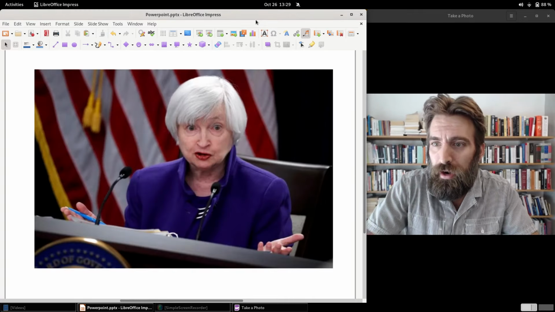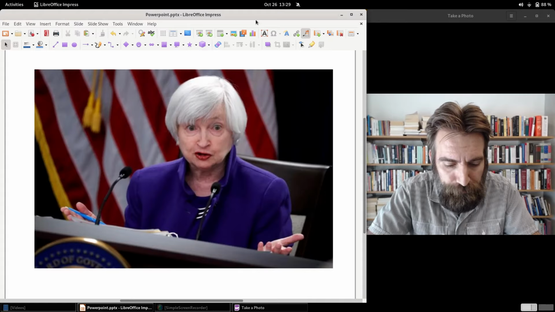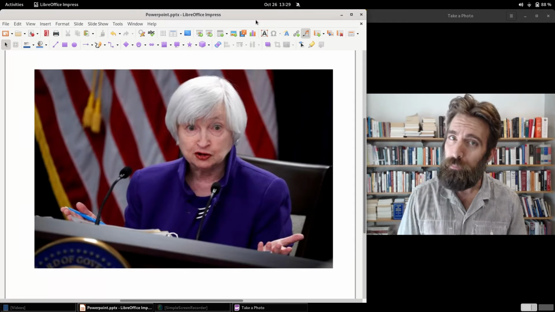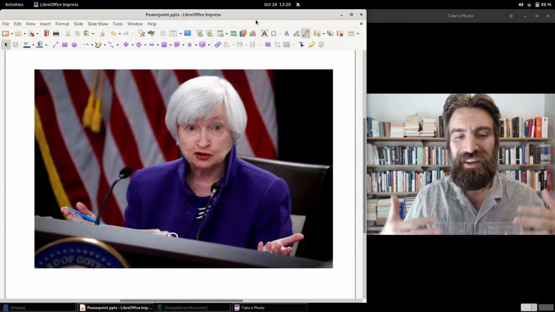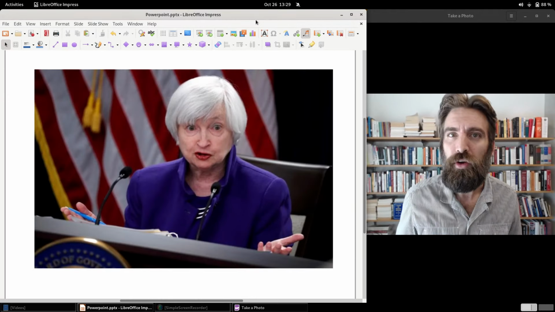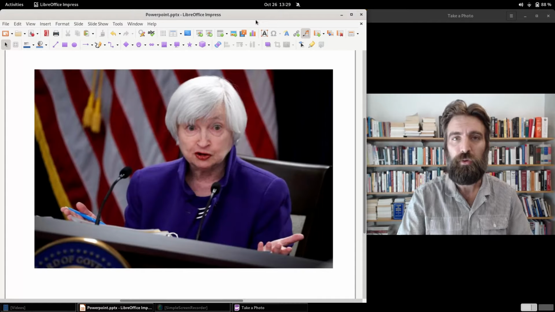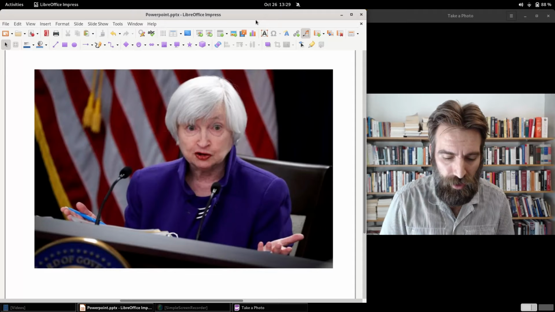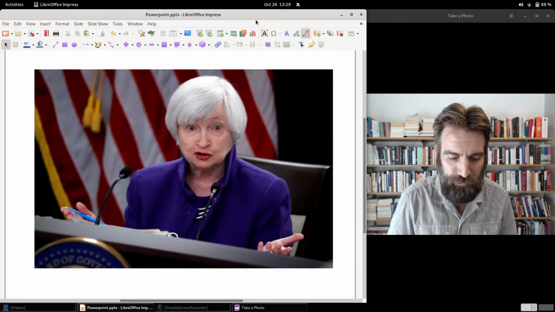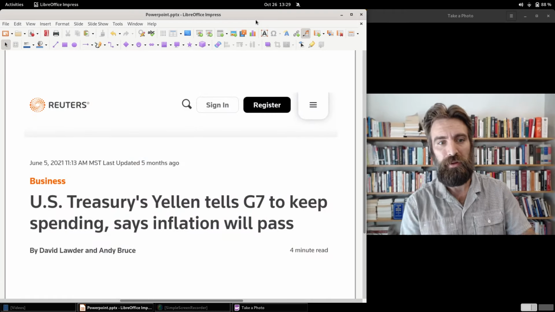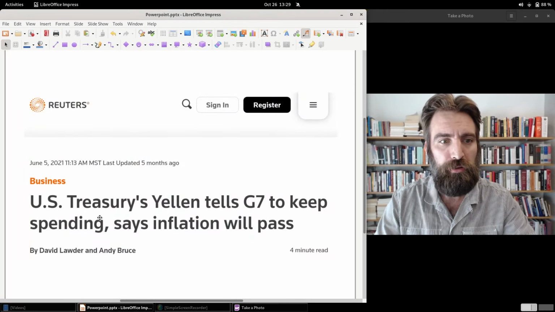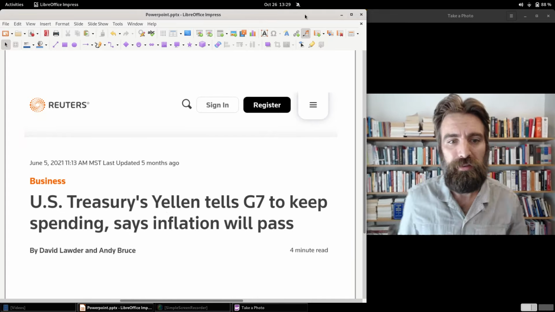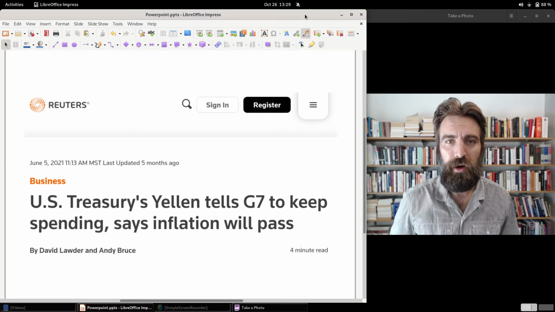Janet Yellen, former Fed chair and now the Treasury Secretary, back in June, when talk of inflation really began to ramp up, assured the American people, oh, this is transitory. And that became sort of the buzzword, transitory, transitory, transitory. Biden said it, Yellen said it, Jerome Powell said it. We'll take a look at Powell in a little bit. Now, so here she is. This is in June. U.S. Treasury's Yellen tells the G7 to keep spending, says inflation will pass. And that's when she used, if you read further in the article, the word transitory.